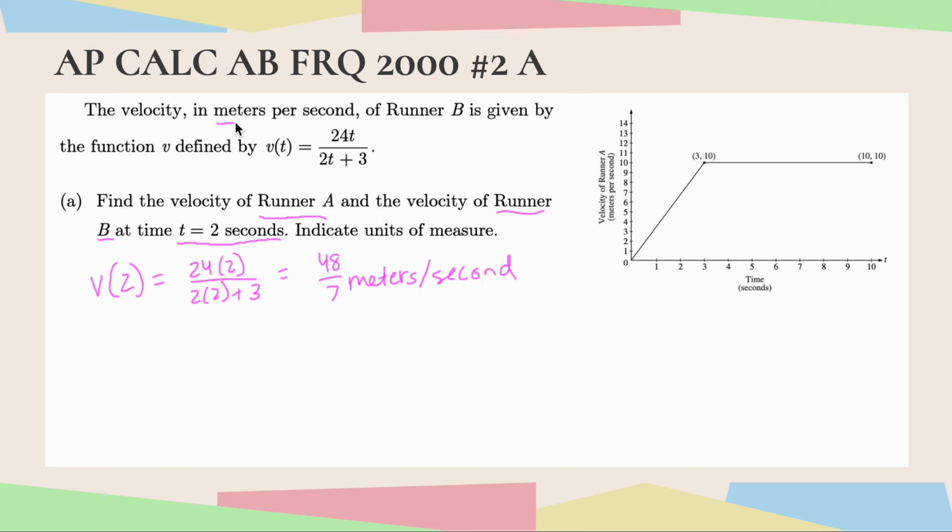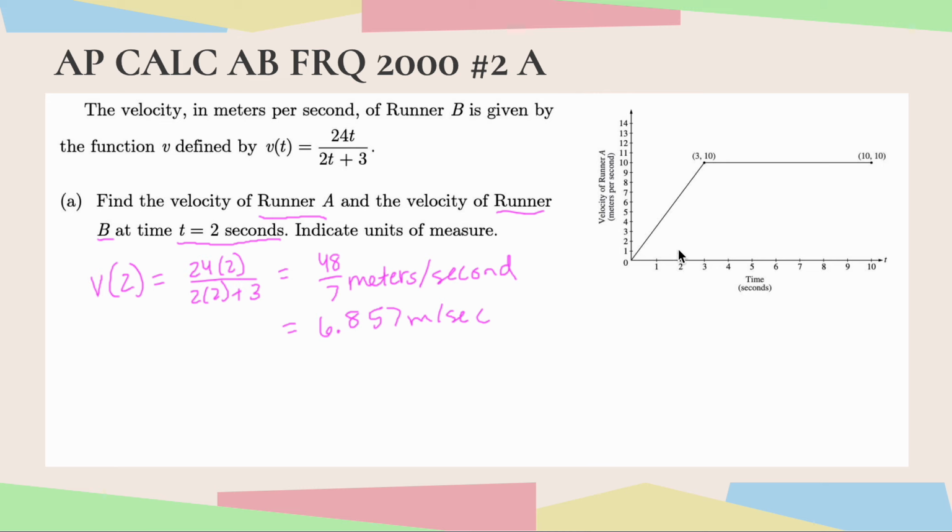And that's given here as well. It says the velocity in meters per second of runner B. You could also plug that into your calculator, and then as a decimal, you would get 6.857 meters per second. Okay, good. So that was pretty straightforward for runner B. Now let's do runner A, which will require us to use this graph over here.